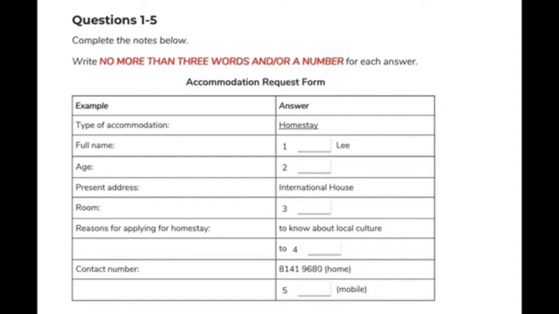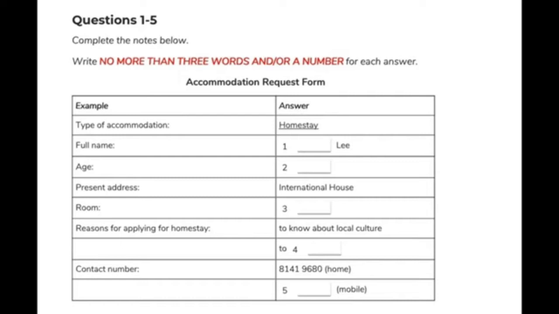You will see there is an example that has been done for you. On this occasion, only the conversation relating to this will be played first. The type of accommodation that the student hopes to apply for is homestay. So, homestay has been written in the space. Now we shall begin. You should answer the question as you listen, because you will not hear the recording a second time. Listen carefully and answer questions 1 to 5.